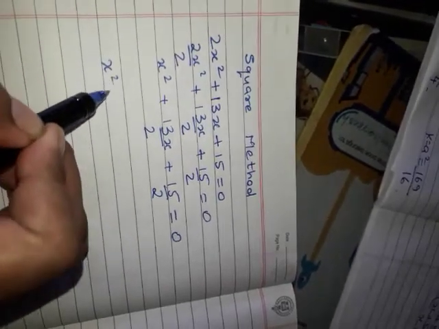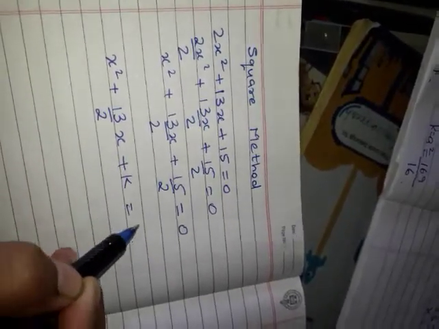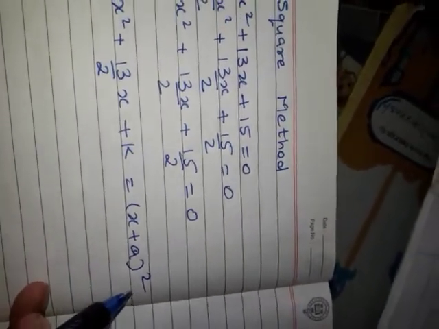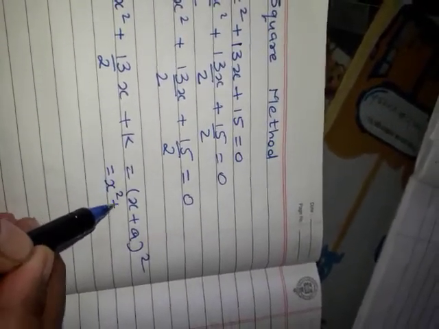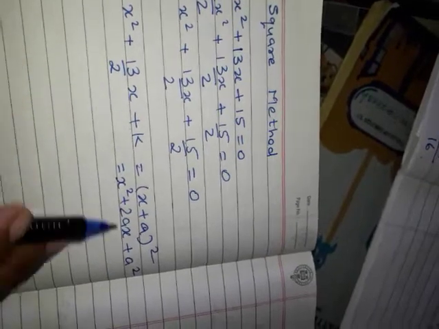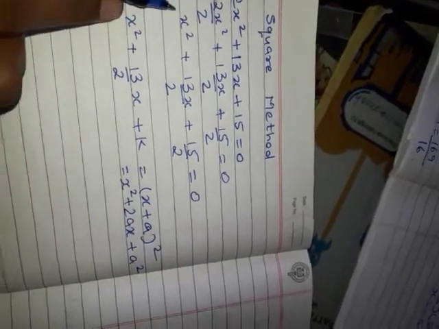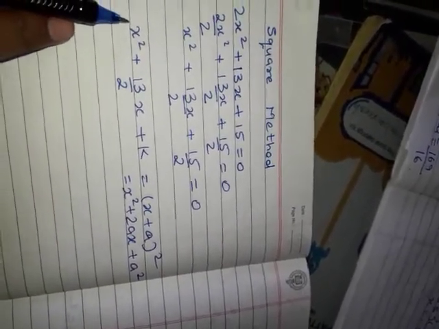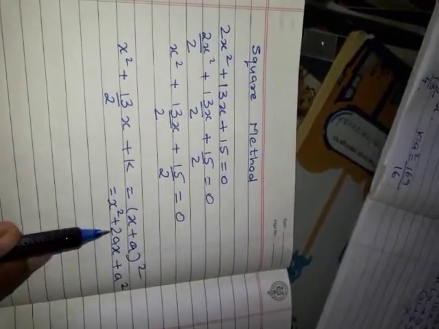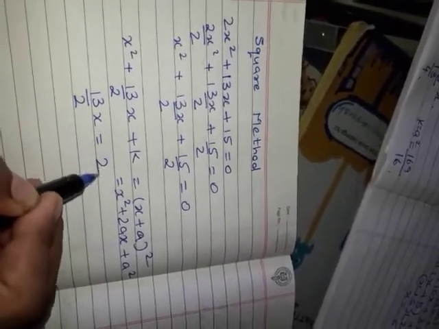Now x square plus 13 upon 2 x plus k is equal to x plus a the whole square. This is equal to x square plus 2ax plus a square. Now we equate the like terms. In this, x square and x square are equal. That is why we have removed 2. If we had still had 2 here, then this equation would not be valid. Now we have 13 by 2 x and 2ax, so we will equate 13 by 2 x is equal to 2ax.